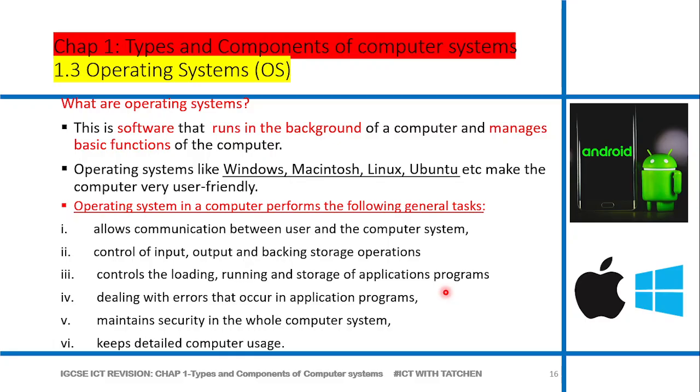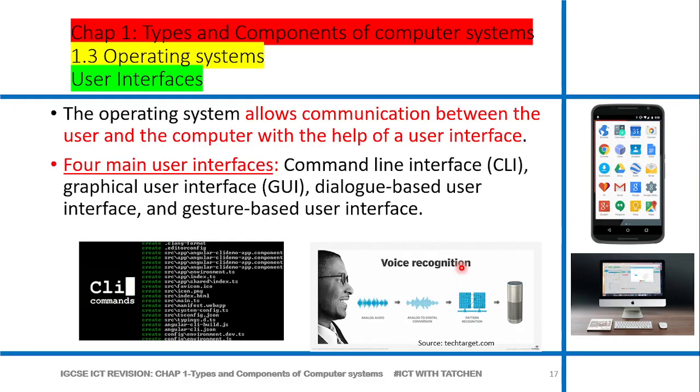And then it also deals with errors that occur in application programs. So when you're running your computer, at times an error will pop up, or something needs to be updated, or your software crashed. This is because you have an operating system that is able to recognize some of these things, and it's able to tell you and help in fixing it. And also, the operating system maintains security in the whole computer system. Very important. Next, the operating system keeps detailed computer usage. So whatever you're doing, your operating system keeps track of that, and it helps in future errors.